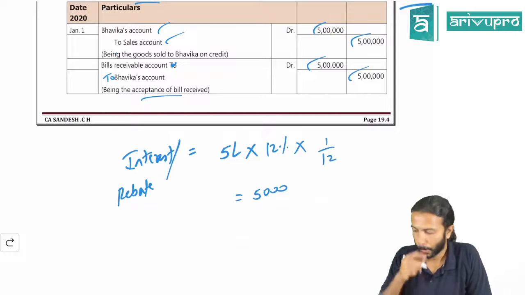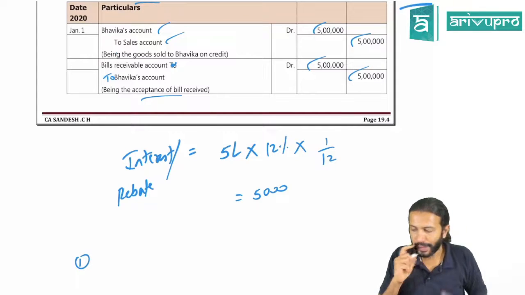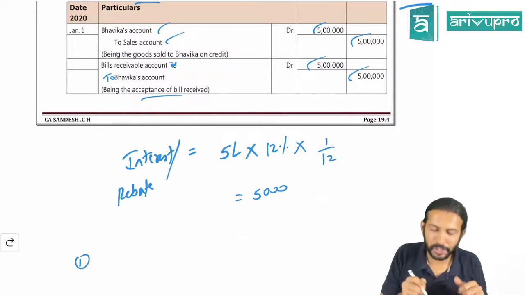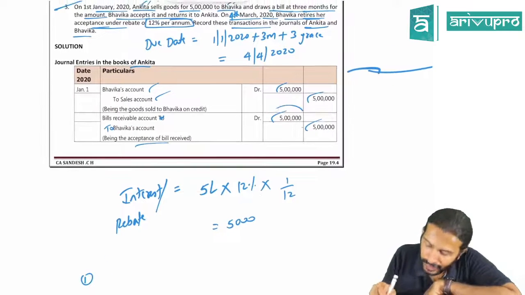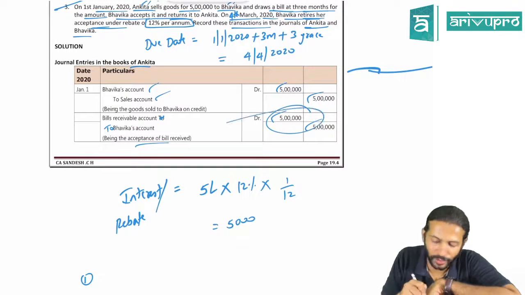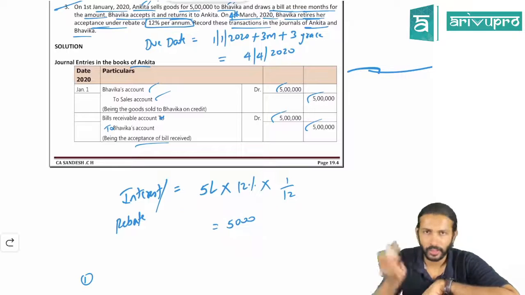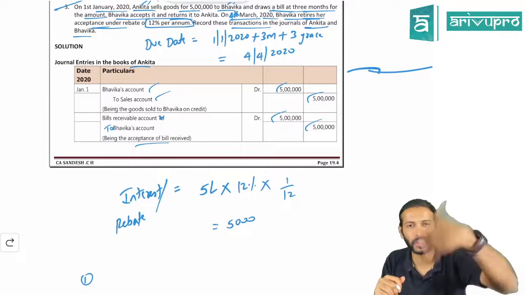Okay. So she paid us the money. How much money do you think she will pay now? Will she pay 5 lakh rupees to us? Will Bhavika pay 5 lakh rupees to us or 5,000 rupees less? She will pay 5,000 rupees less because we are giving her some discount.